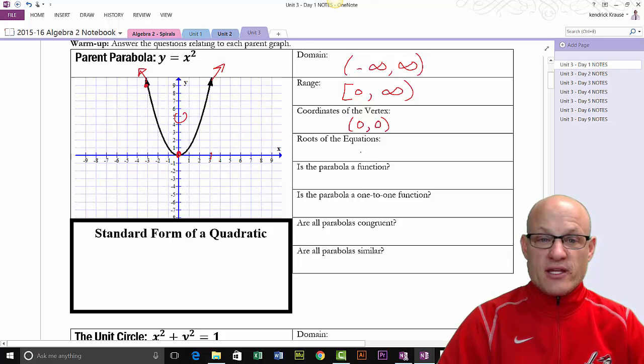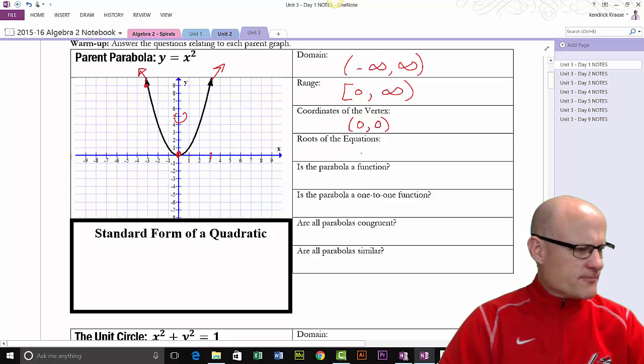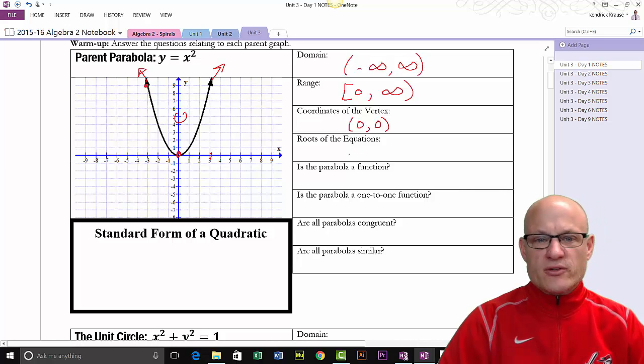The roots of this equation are, in this case, just 0. Where does it hit the x-axis? It only hits the x-axis right here at the origin. Is the parabola a function? Well, of course it is. It passes the vertical line test.